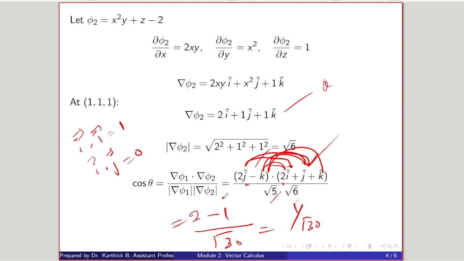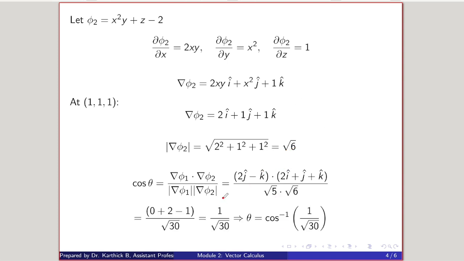So cos theta will be equal to 1 by square root of 30. Then we need the angle alone. So when we take the trigonometric function to that side, theta is cos inverse of 1 by square root of 30. So we get the final answer.